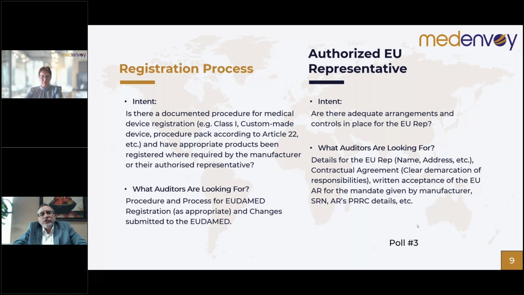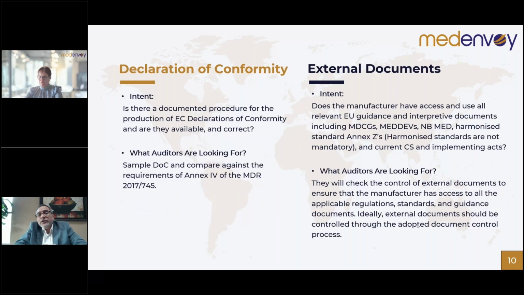we are going to look at the declaration of conformity. Again, we are looking at the process. Do we have a procedure in place? It doesn't have to be a dedicated procedure, but there should be a procedure that talks about declaration of conformity. The declaration of conformity must be compliant with the requirements of Annex 4. So we just look at the template form of a declaration and make sure that it is covering all the elements as per Annex 4 of the regulation.